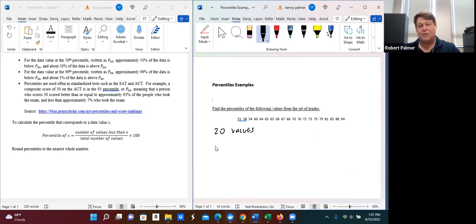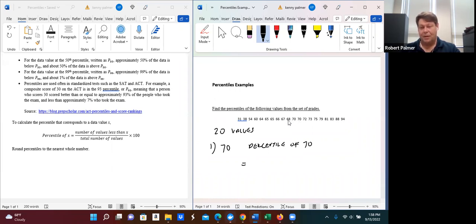All right, so find the percentile for number 1, for 70. You want to find the percentile for a grade of 70. So what that means, the percentile of 70 is equal to, we find 70 and find the number of data values below 70. So here I have a couple that are 70. So find the number that are below that.